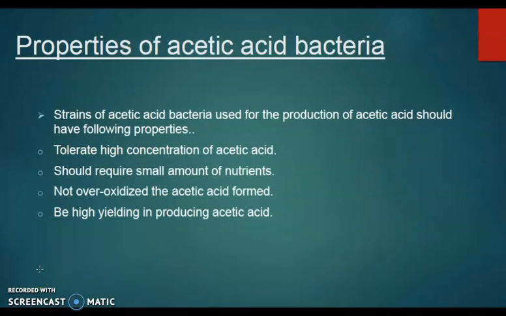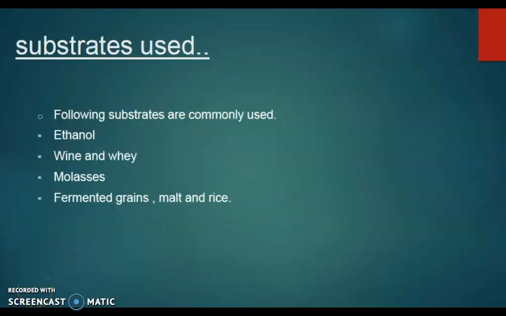The acetic acid bacteria should have the following properties. Tolerate high concentration of acetic acid, require a small amount of nutrients, and not over oxidize the acetic acid formed. It should be high yielding in producing acetic acid. Substances which are commonly used are ethanol, wine and whey, molasses, fermented grains, malt and rice.